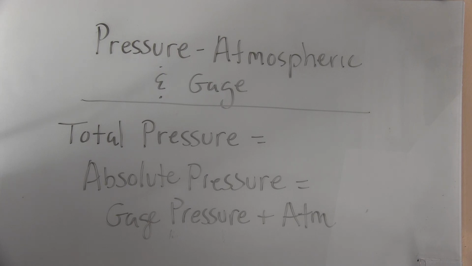So therefore, if your tires are inflated to a pressure of 35 psi, which mine are, and the atmospheric pressure is 14.7 psi, the gauge pressure would be the 35 psi. The total pressure, the absolute pressure, is going to be equal to 35 psi plus 14.7 psi, or 49.7 psi.